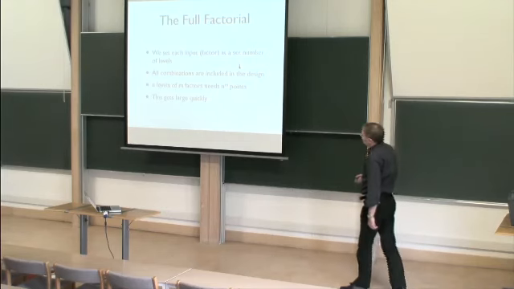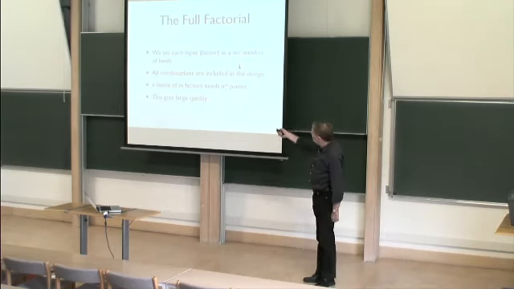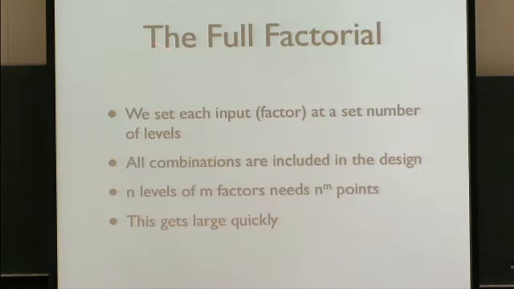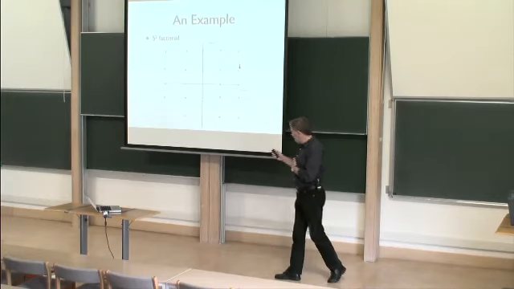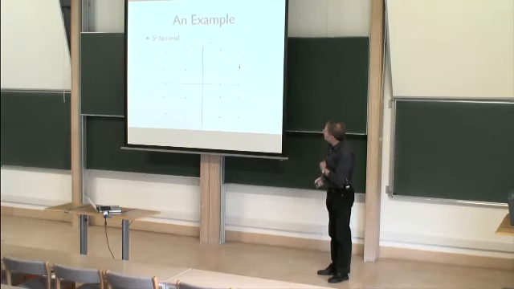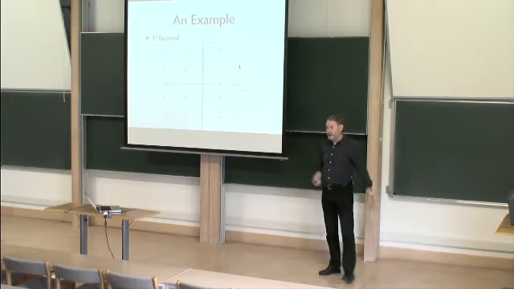The full factorial, where you set each input and factor, which again is one of these things that comes from the history of experiments, and you have all combinations. So if you've got n levels of m factors, you need n to the m points, and that gets big very quickly. Here's an example of a 5 squared factorial, which is not that big because we're only in 2 dimensions, but as you up the dimension, everything just explodes. This covers space quite effectively, but it is incredibly expensive.